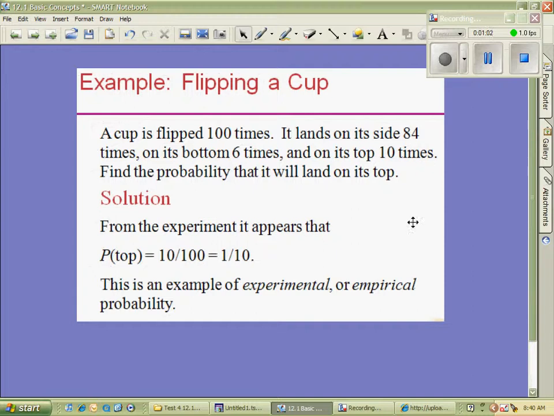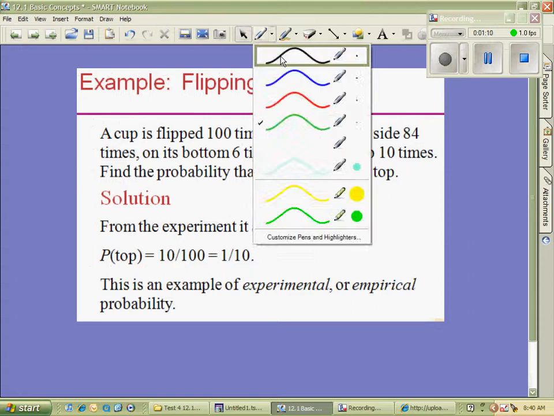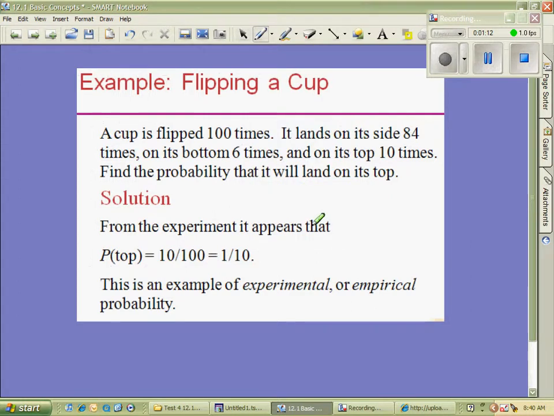In this case, the probability works the same way. It's still favorable outcomes over your total number of outcomes. The favorable is whatever you're asking for. So in this problem, the question said, what's the probability of it landing on top? We go back up to our word problem, and it says that when we did our experiment, 10 times it landed on its top. So our experimental probability, or empirical as they call it, is 10 out of 100, because our total number of outcomes is 100, and in that case the probability is 1/10.